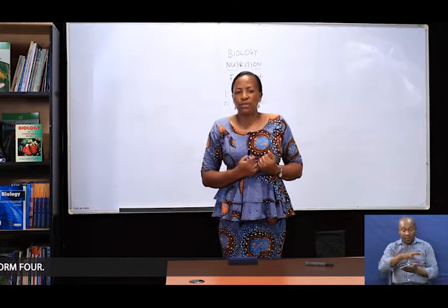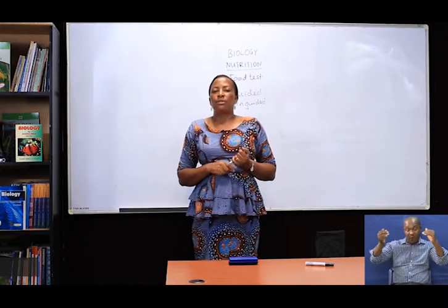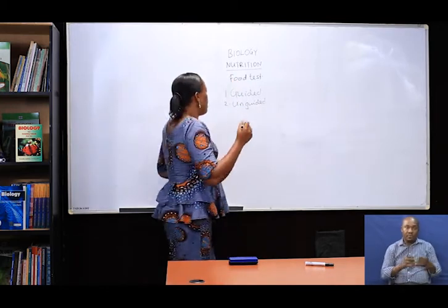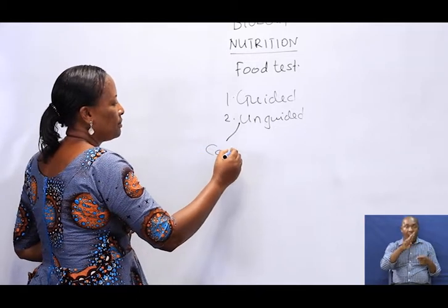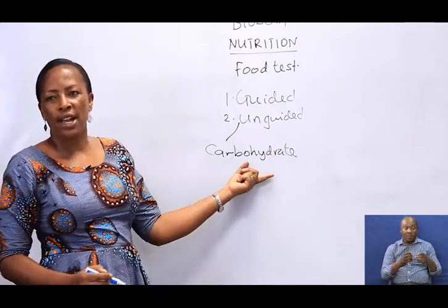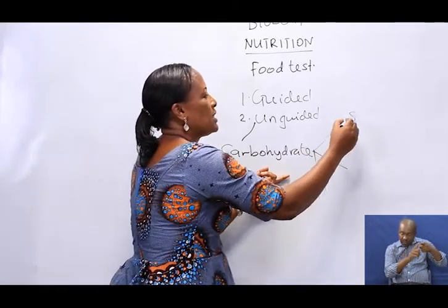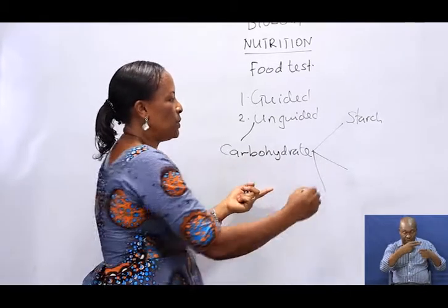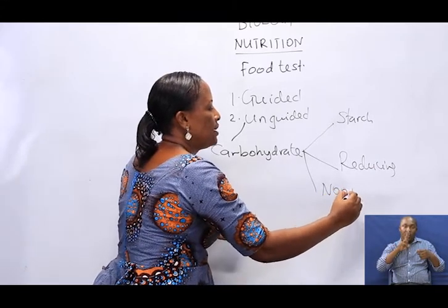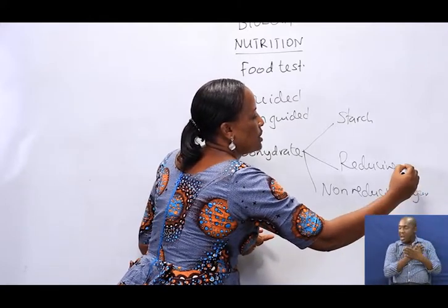Now, of those groups of food, at our secondary level, we are going to test only 3 types of food. Food number 1 to be tested will be carbohydrate. But this carbohydrate is divided into some categories. Number 1 is starch. Number 2 is reducing sugar. And number 3 is non-reducing sugar.